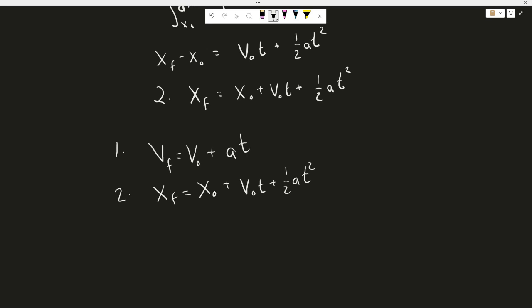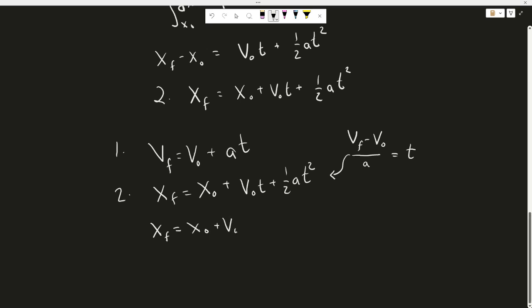So I can solve the top one, number 1, for t, and get that v final minus v initial divided by a is equal to t. And then I can plug that in to my second kinematic equation. Get x final is equal to x initial plus v naught. Well, I have a t there, so it's v final minus v naught over a. And then plus 1/2 a t squared. So v final squared minus 2 v final v initial plus v initial squared all over a squared. So now I can cancel this a out with one of these a's.